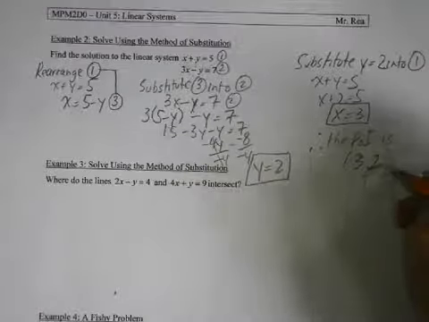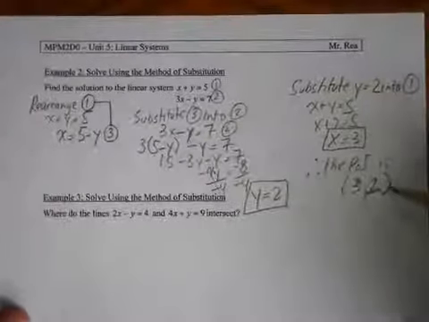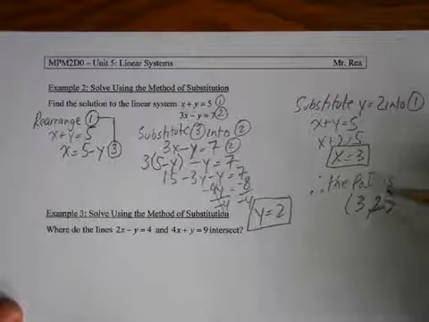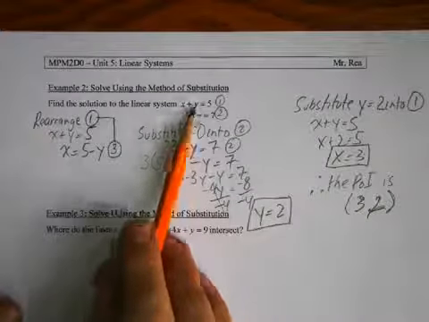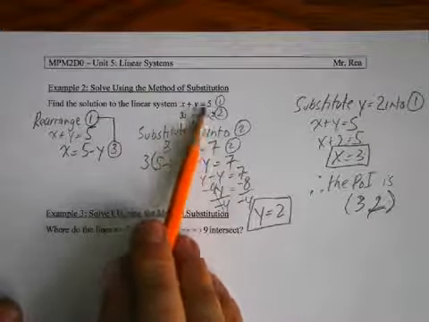Now, remember what I was talking about. You don't have to do a big formal check here. I could just go back and say, okay, I think the answer is 3, 2. If I plug that into the first equation, 3 plus 2, yes, that works. 3 plus 2 does equal 5.